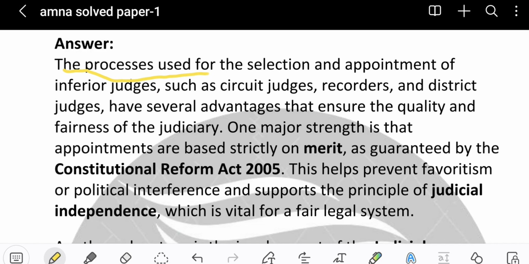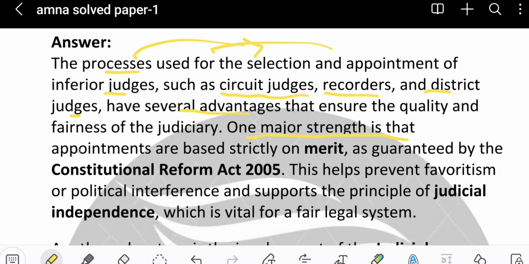The processes used for the selection and appointment of inferior judges, such as the circuit judge, recorder, and district judges, have several advantages that ensure the quality and fairness of the judiciary. So basically, who are the inferior judges? The circuit judge, recorder, and the district judge. These are the inferior judges. So their selection process and appointment process has several advantages.